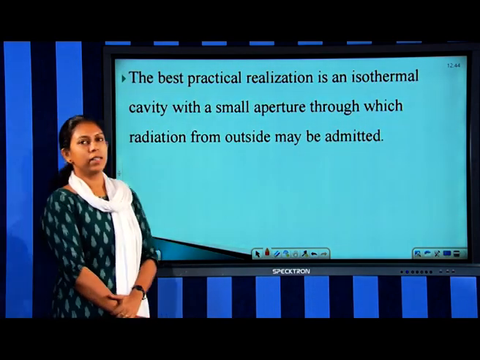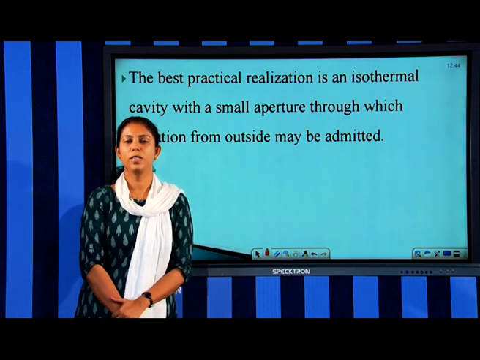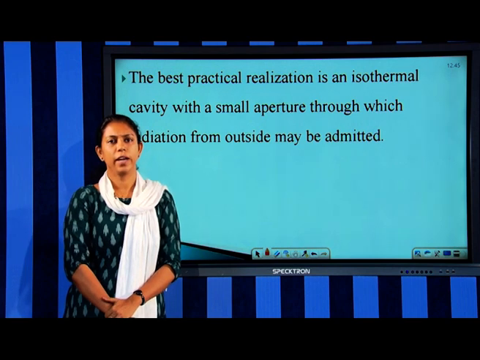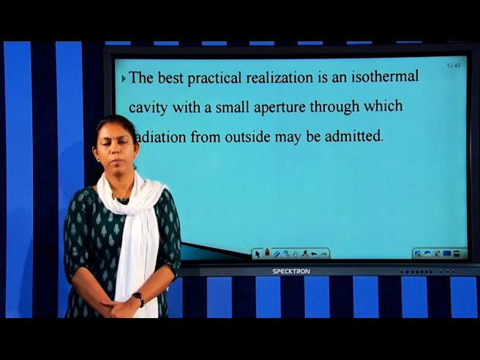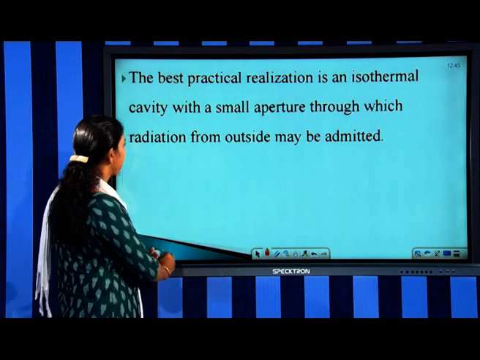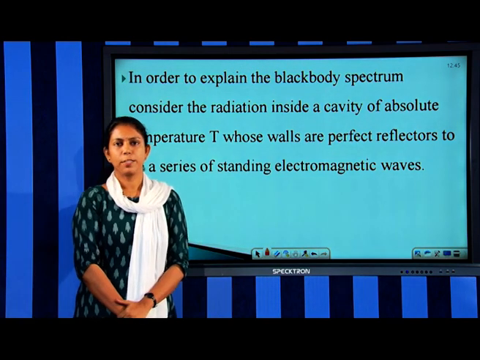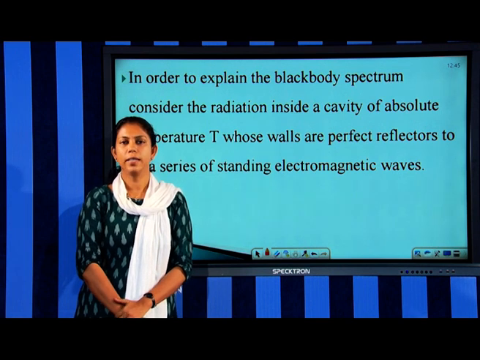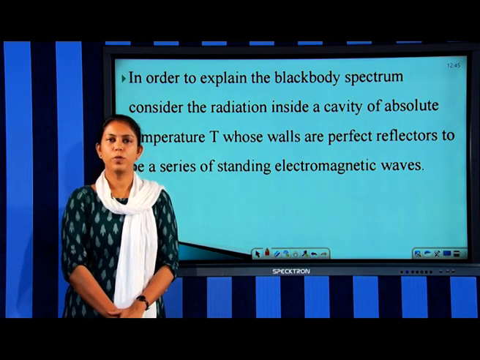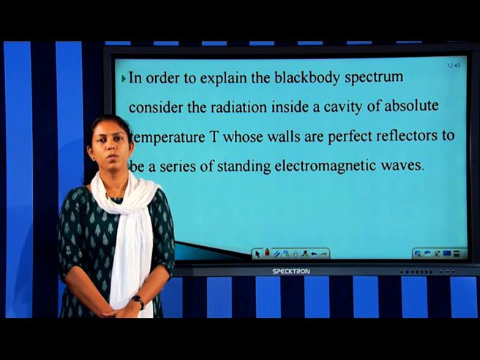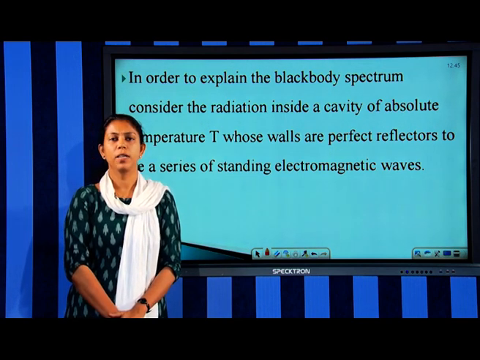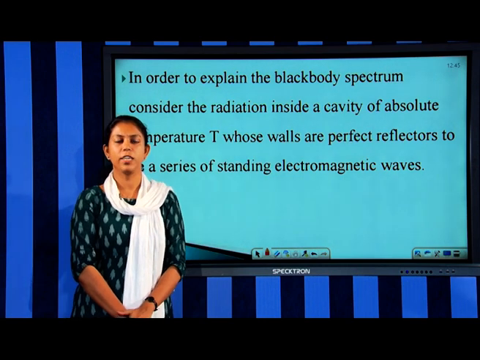The best practical realization is an isothermal cavity with a small aperture through which the radiation from outside may be admitted. In order to explain the black body spectrum, consider the radiation inside a cavity of absolute temperature T whose walls are perfect reflectors to be a series of standing electromagnetic waves.